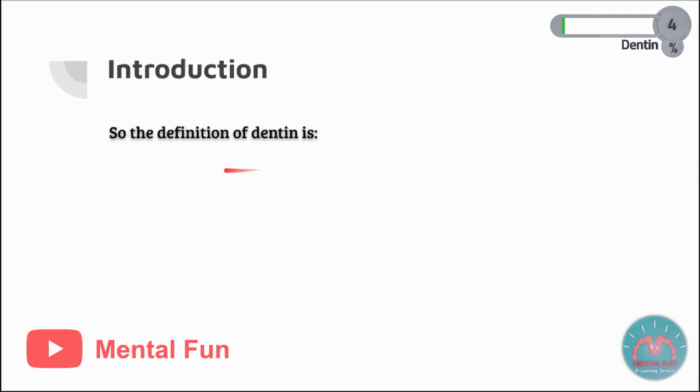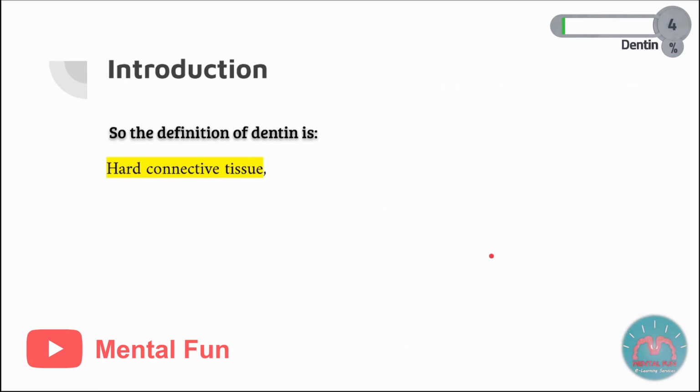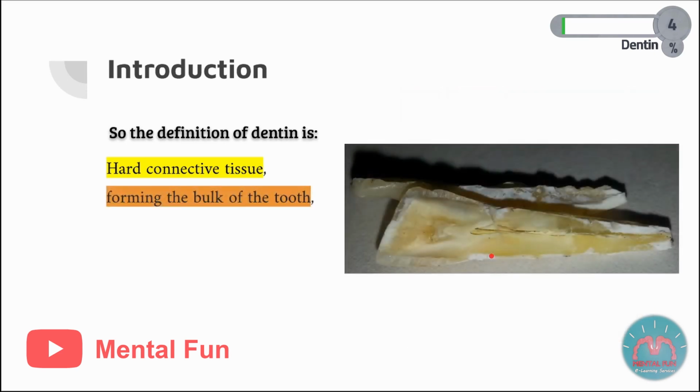So the definition of dentin is hard connective tissue. It's hard, remember this image, it's hard tissue. This is a crack, so it's hard tissue forming the bulk of the tooth. As you can see in this image, almost all the tooth is composed of dentin and a small area of enamel, and cementum we cannot see here because it's a very thin layer.